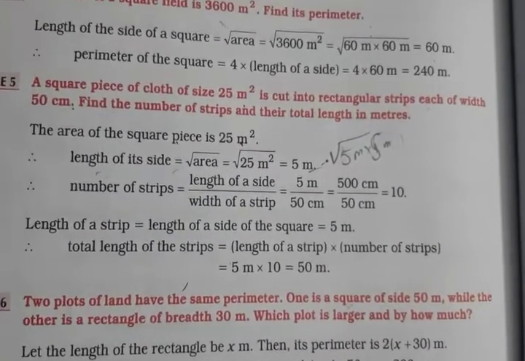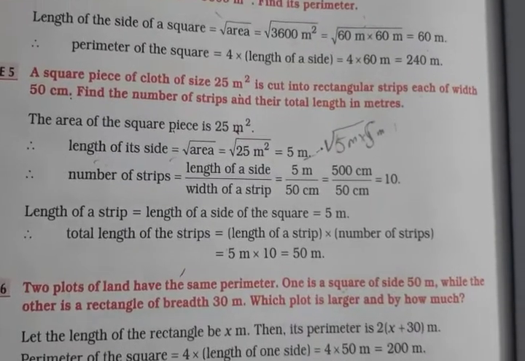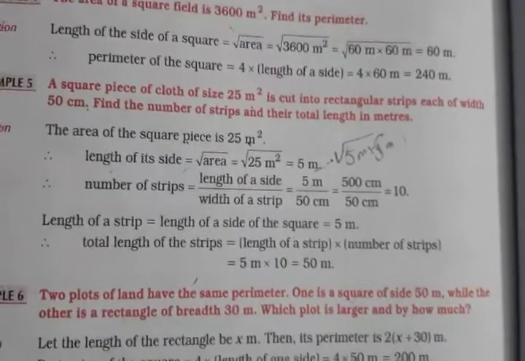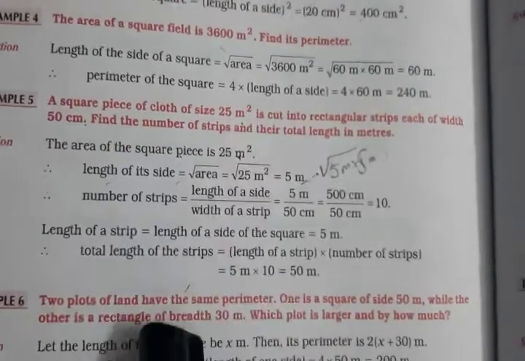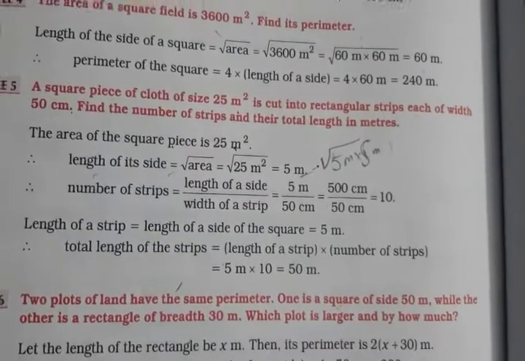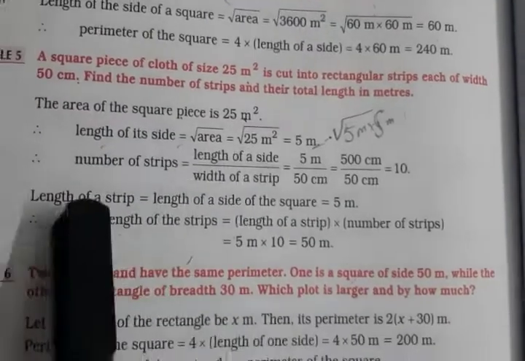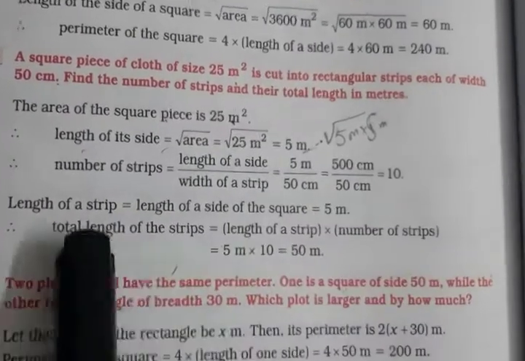Length of the strips देखो, लेंथ कितनी होएगी? जितना कि जो उन्होंने बताया कि लेंथ जो स्क्वायर पीस का क्लॉथ्स है, जितना उसकी साइड की स्क्वायर होगा उतनी उसकी लेंथ स्ट्रिप्स की लेंथ होगी. दैट मीन्स बोथ आर इक्वल, दैट इज इक्वल टू 5 मीटर. हाउ टू फाइंड द टोटल लेंथ?